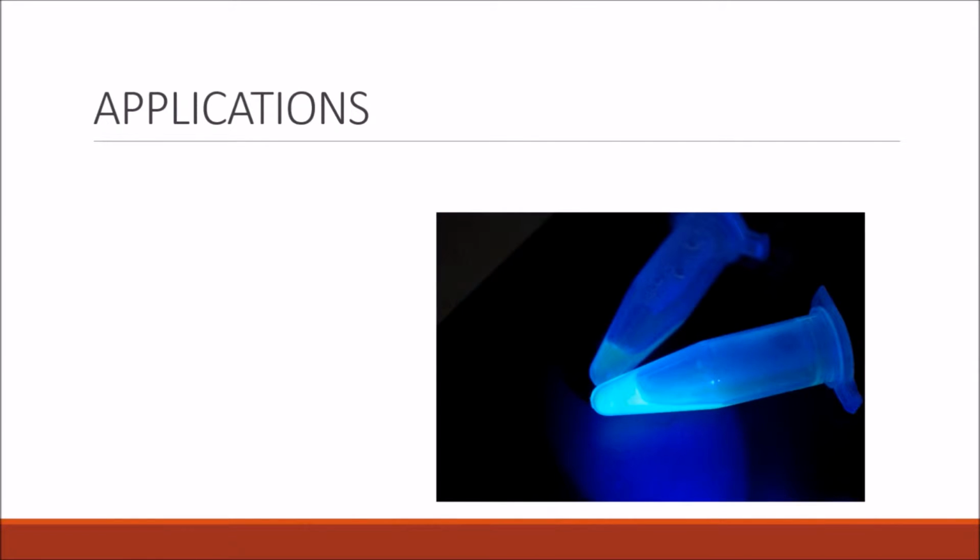Okay, so now let's talk about a few applications of fluorescence. So using modern technology, we can now use fluorescence in the diagnosis of certain diseases, but in particular diseases associated with E. coli. So here in this picture we have two microcentrifuge tubes, and one of them is fluorescing, and the one that's fluorescing actually contains trace samples of E. coli. This is because each of these samples has been treated with a chemical which, when in the presence of E. coli, begins to fluoresce, as we can see here.